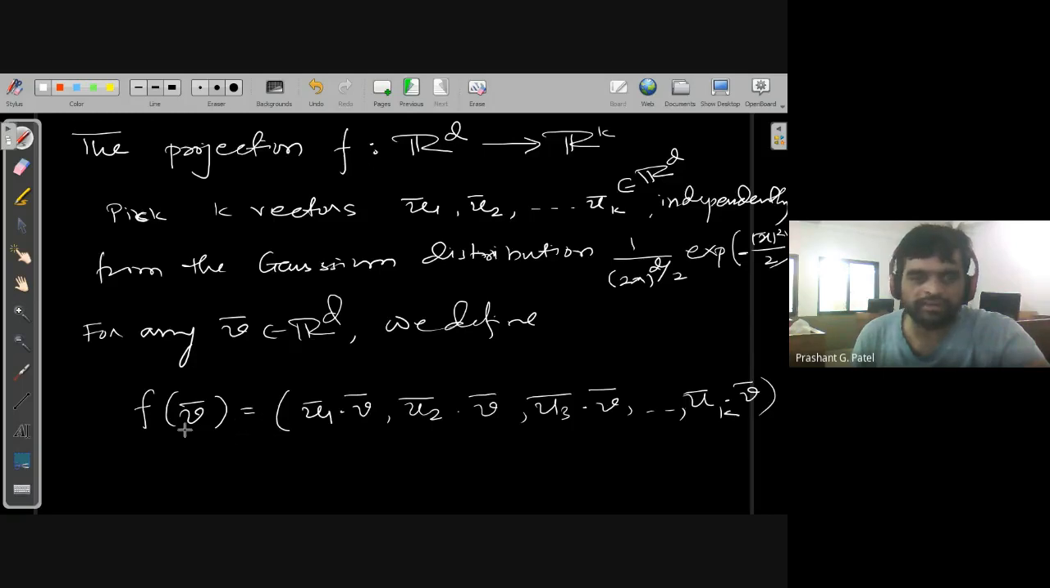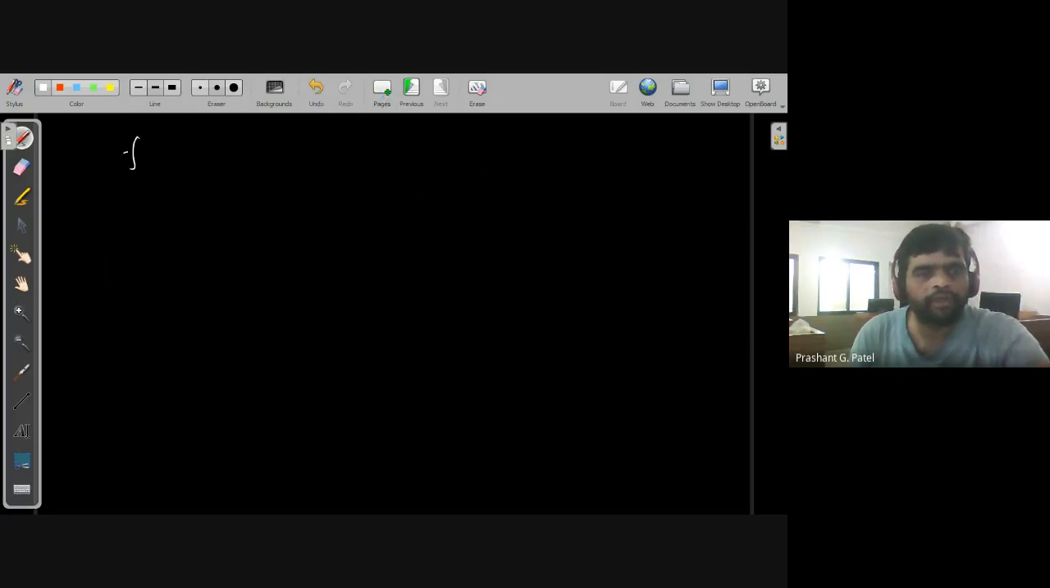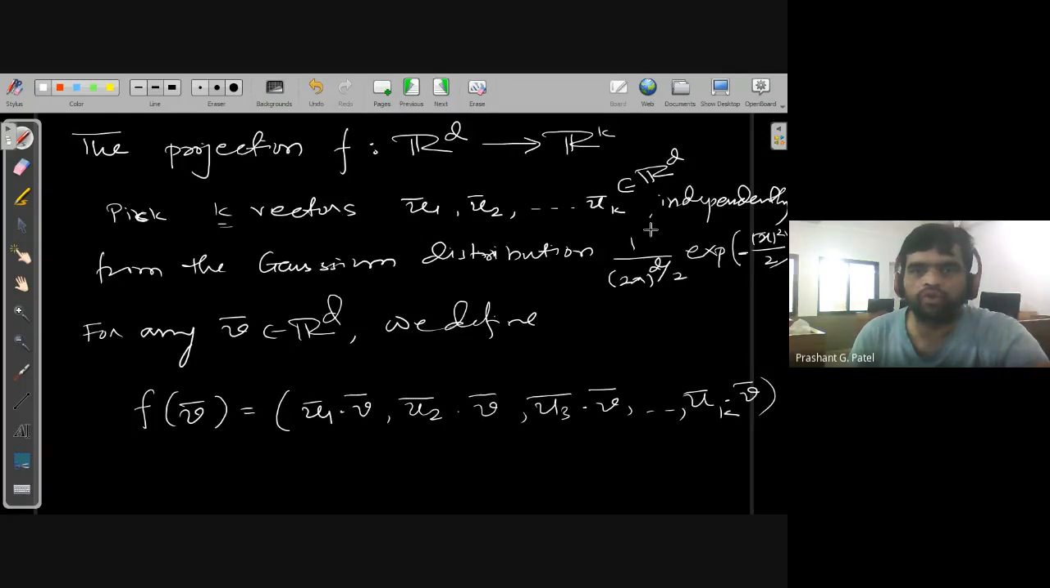And can you say that this function f is a linear function? To see this, let us see one example. For example, I have a map from R3 to R2. So as per this k, you have to choose u1 bar, u2 bar, ..., uk bar.